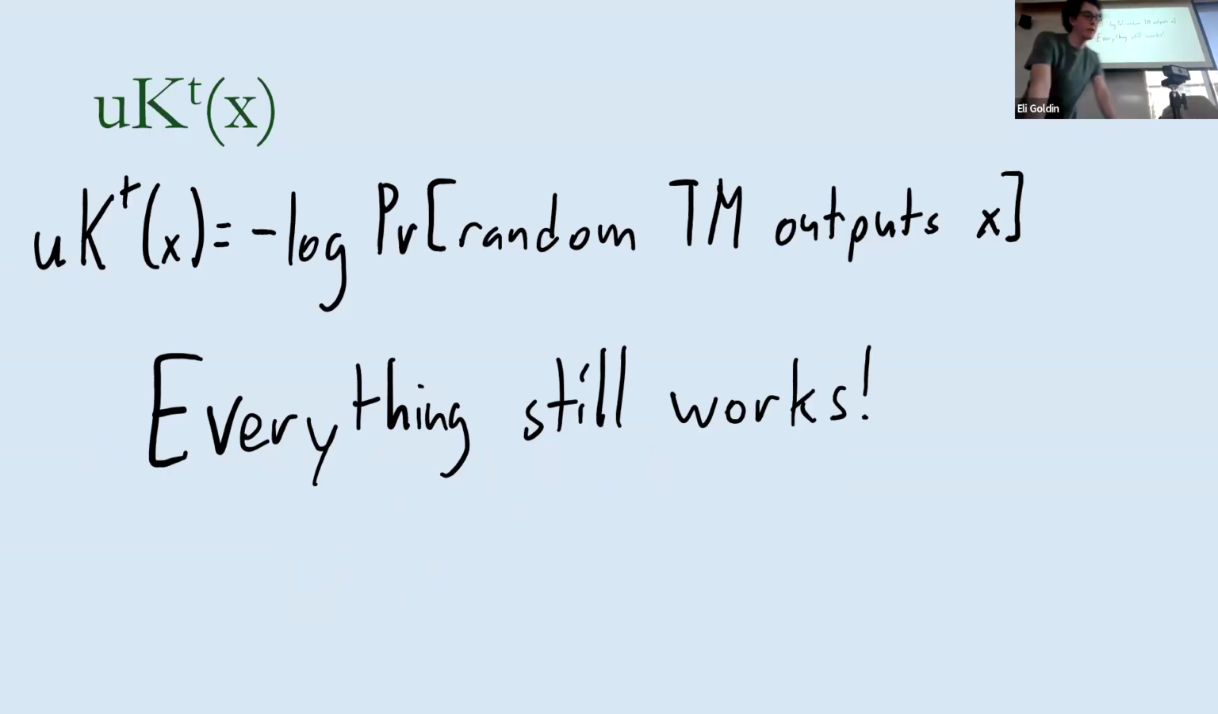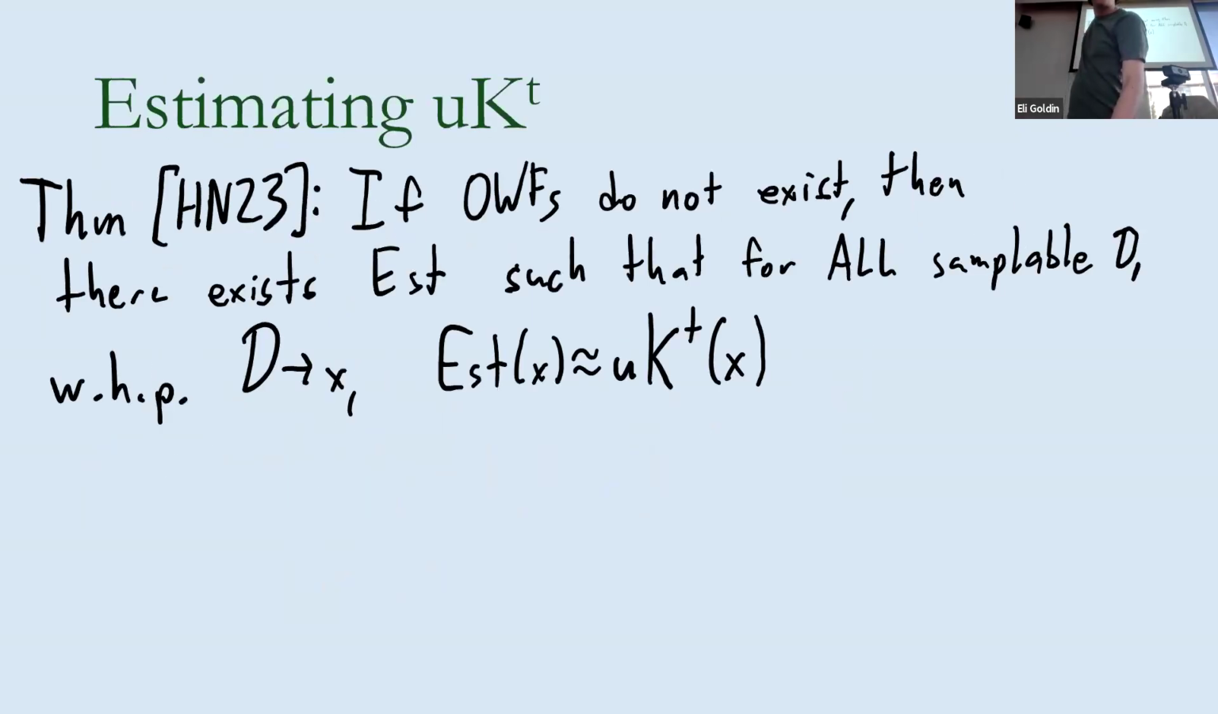But using UKT, all of the arguments that Aaron had made still work. It's still roughly equal to this log 1 over the probability. So we're good. We can just replace K with UKT and be fine. And also, if one-way functions don't exist, we can use probability estimation. Since this is literally just the probability that some particular distribution outputs a string, we can then estimate UKT. In particular, this estimator is going to work for X produced by any samplable distribution with high probability.